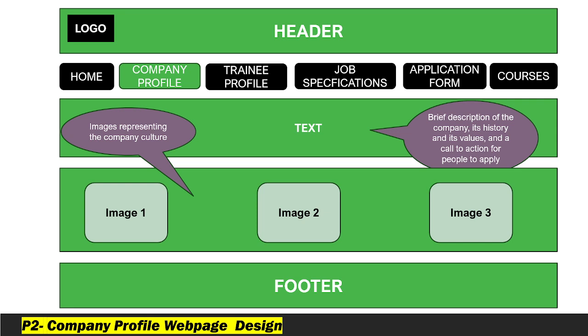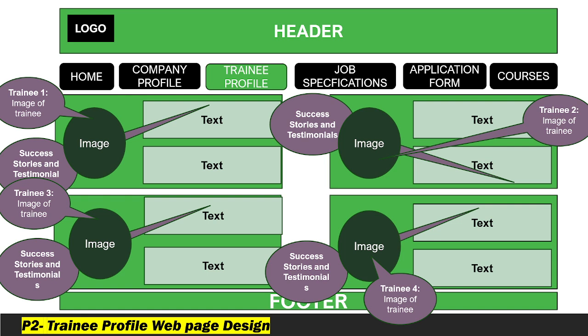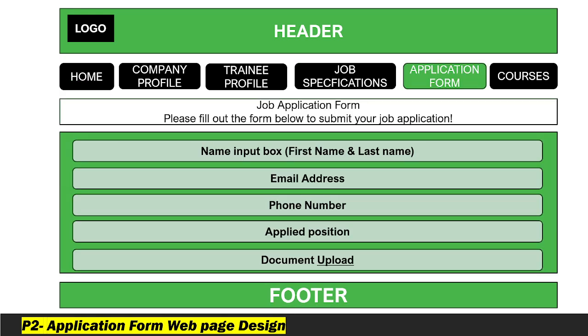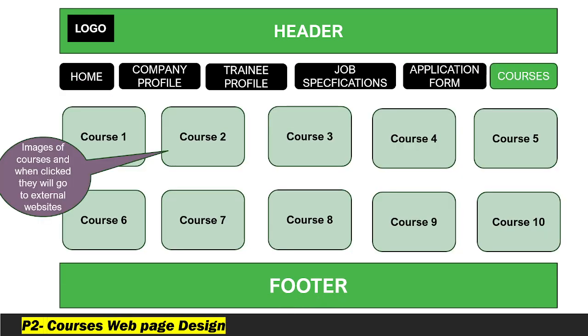So this is the web page for the company profile, this is for trainee profile. And as you can see, as I'm moving, the colors are changing to show you the particular one we are on. So this is for job specification, this is for application form, and these are for the courses.